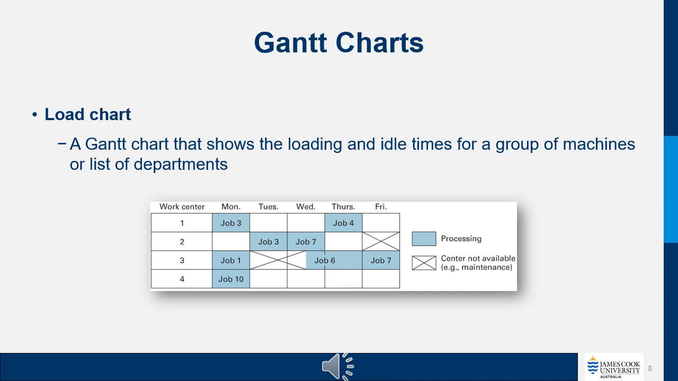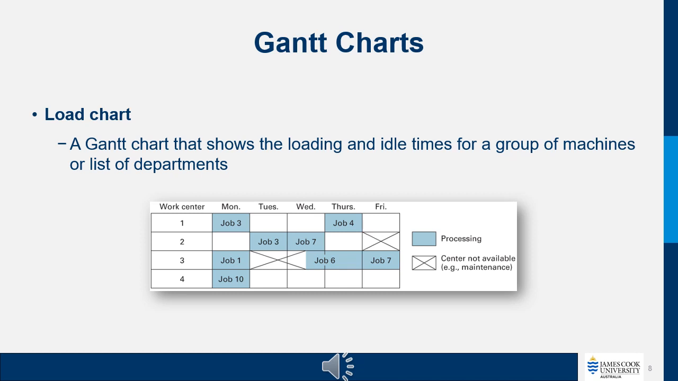The load chart typically consists of horizontal bars or blocks representing individual machines or departments. The length of the bar represents the duration of the task or job assigned to each machine or department. By using a load chart, managers can easily visualize and analyze the utilization of machines or departments.